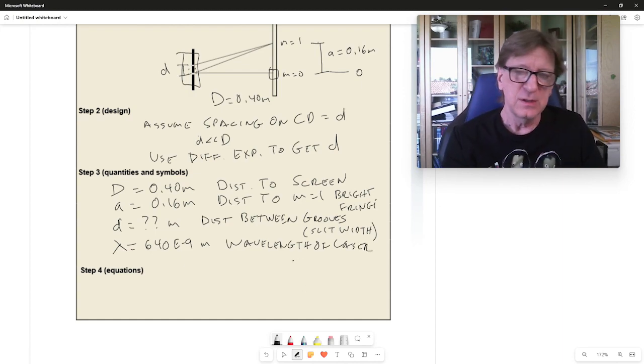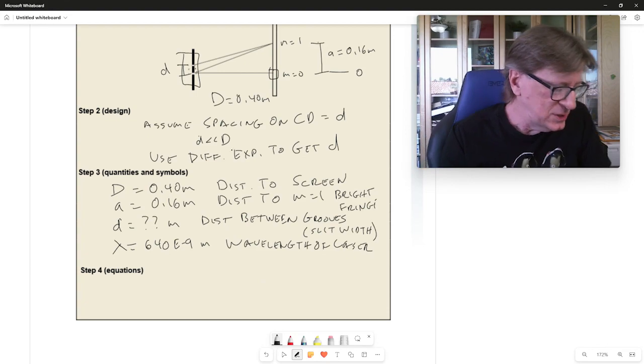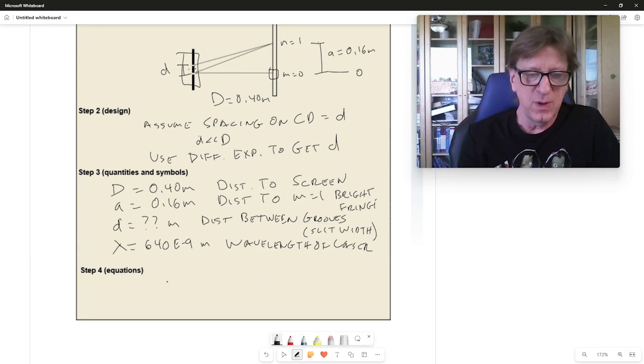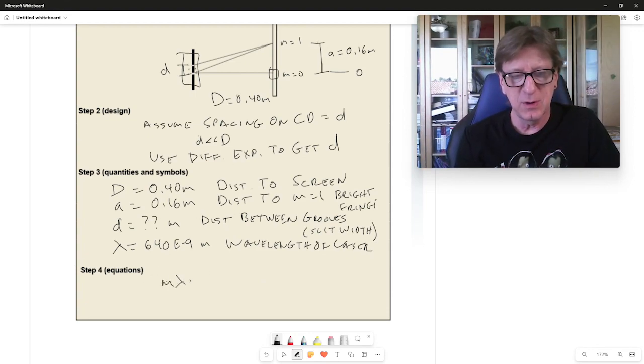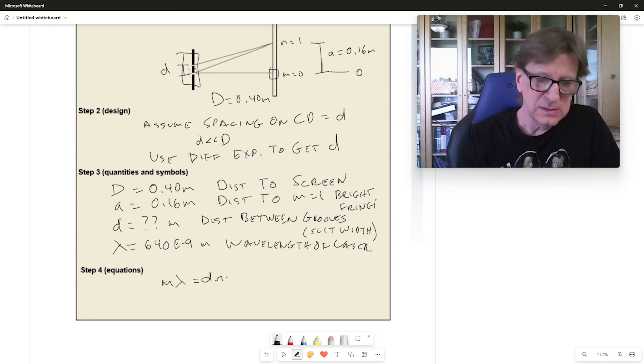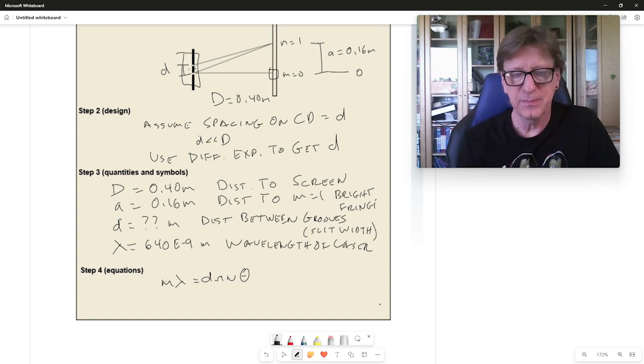Okay, so now all we need is our equations, and of course the most important equation is going to be our diffraction relationship. And so we know that m lambda is going to equal d sine theta. d is what I'm solving for. So on your next page, you've got your step 5 where you can work it out, but we're going to put it off to the side here so that we can do this. Now, m in this case is 1, because we want the first order fringe.